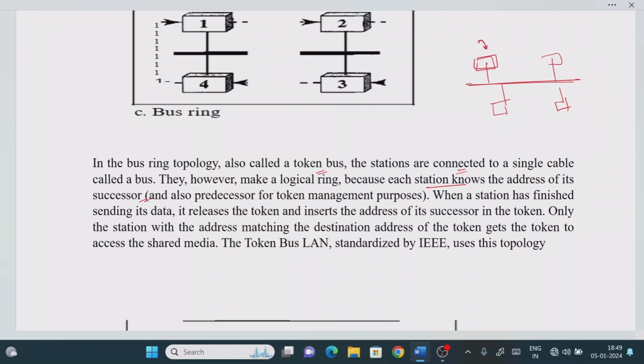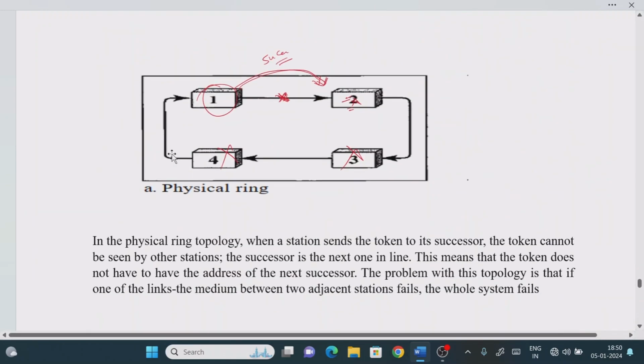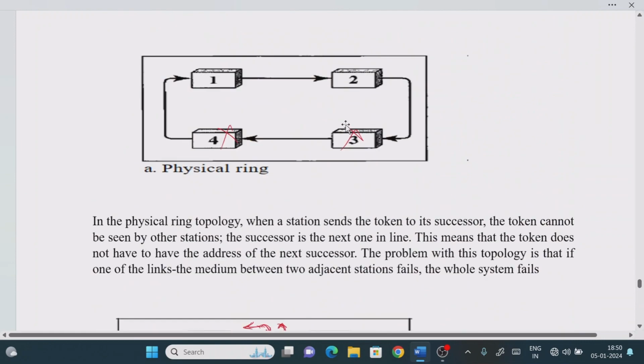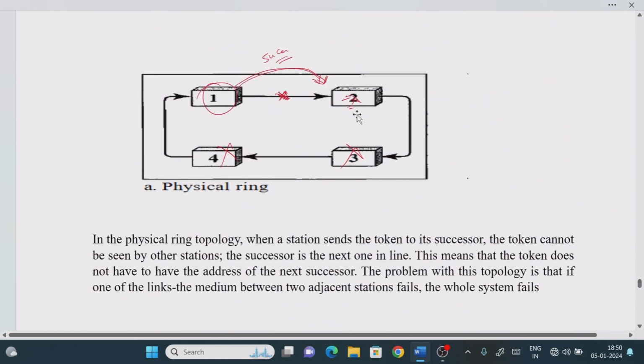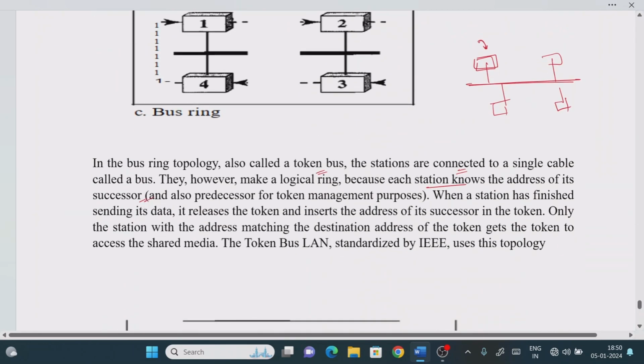If you want to send the token, in the earlier case we were sending only to the next successor, without identifying any address of that particular station. But here we have a different mechanism, right? The stations are connected in a single cable called a bus. However, to make a logical ring, each station knows the address of its successor and also its predecessor for token management purposes. When the station has finished sending its data, it releases the token and inserts the address of the successor in the token.